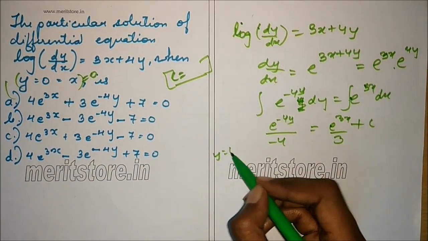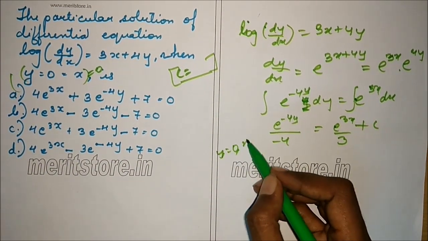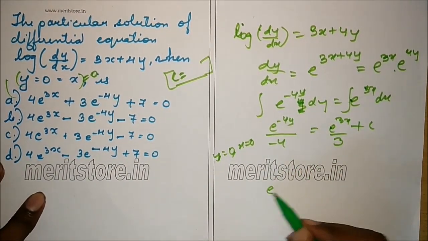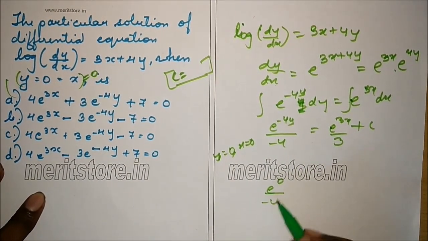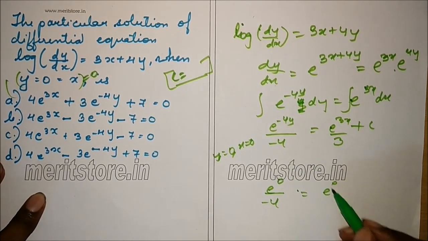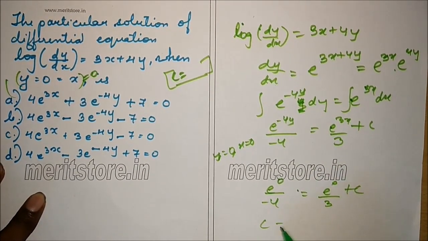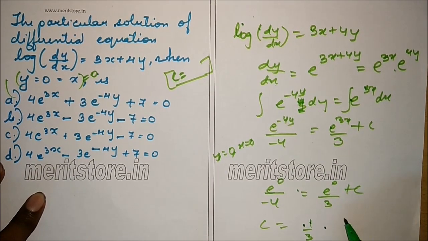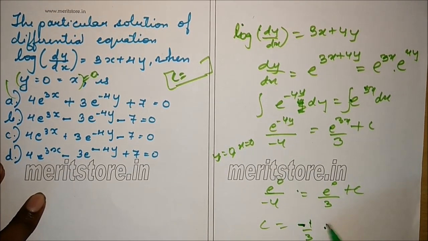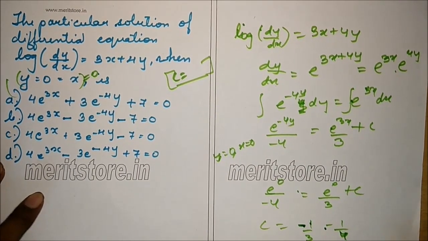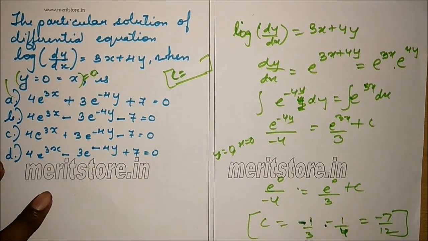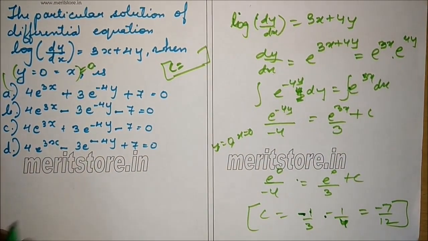So when y is 0, x is 0. When x is 0, y is 0. So we substitute the values. So this will be e raised to 0 divided by minus 4 equals e raised to 0 divided by 3 plus c. So c will be minus 1 by 3 minus 1 by 4, which is minus 7 by 12. So we got the value of c.